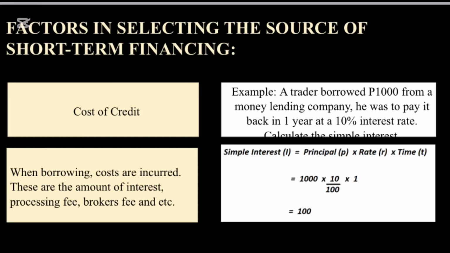Cost of credit: when borrowing, costs are really incurred. First is the interest. These are the amount of interest, the processing fee, the broker's fee, the origination fee, and so on. So I have here an example: if we borrow 1,000 from a money lending company and it has a 10% interest rate for a period of 1 year, we incur 100 pesos as interest. Usually, borrowers avail funds from creditors who impose a smaller interest rate and minimal origination fee.